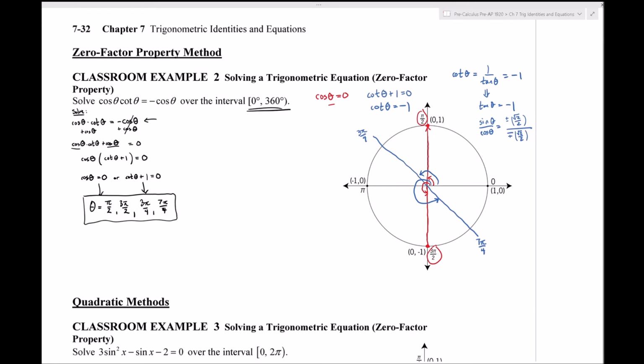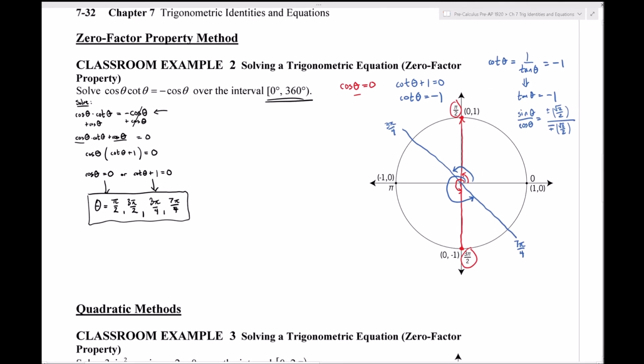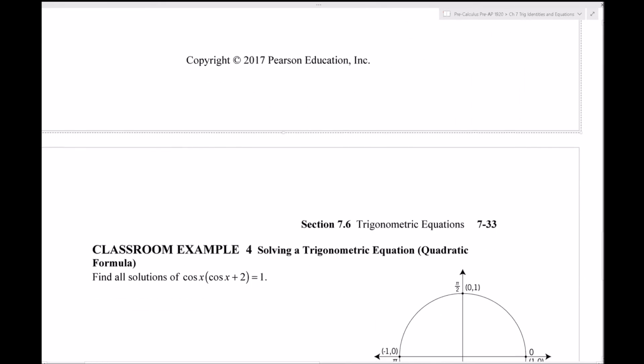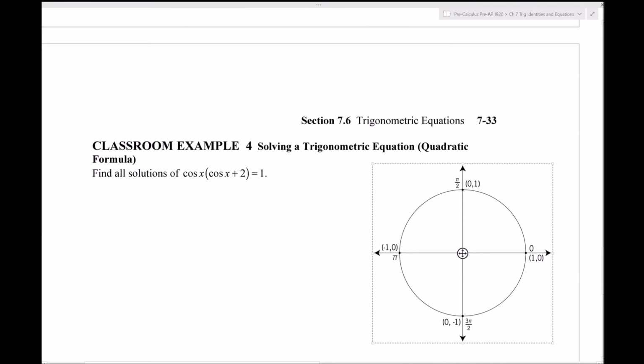That's example 2. So here I didn't have to use a calculator, but in the next few examples, let's see what we have. We have example 3, which is going to have us use the zero factor property. So that one's factoring again. They tell you what it is you're going to use. Zero factor property. This one says quadratic formula.